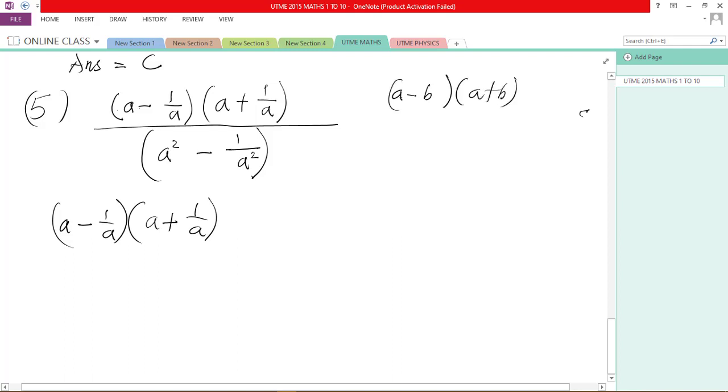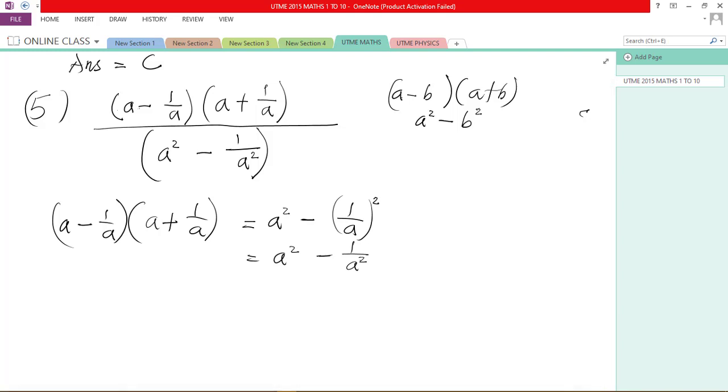This will give you a squared minus b squared. So the same thing will happen here. This will give you a squared minus 1 all over a, all squared, which is the same thing as a squared minus 1 all over a squared. So it's the same thing that we are having here. So with this, what will this give us? From what we have, I believe they missed out something in the question. That's why we are having this problem.